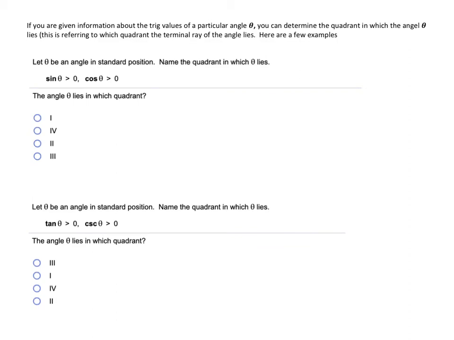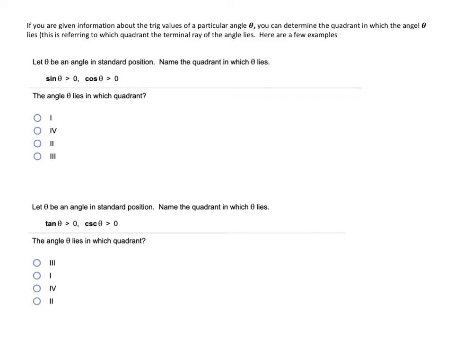Hi everyone, so here we have an example where you are asked to find where theta lies, which quadrant, but all you're given are a couple of trig bits of information. Now sometimes it's hard for students to read this problem and know how to approach it and actually work the problem, so I wanted to work a few examples.